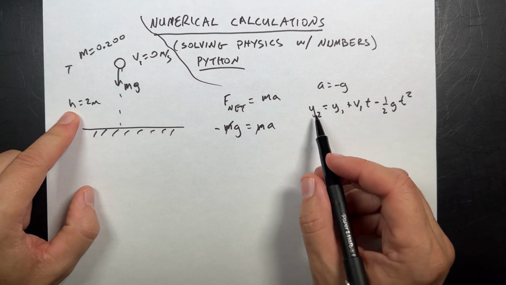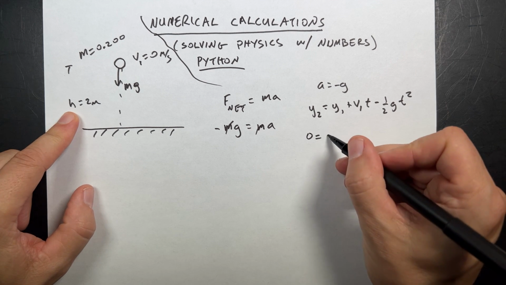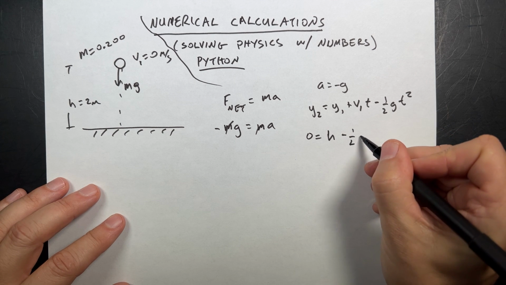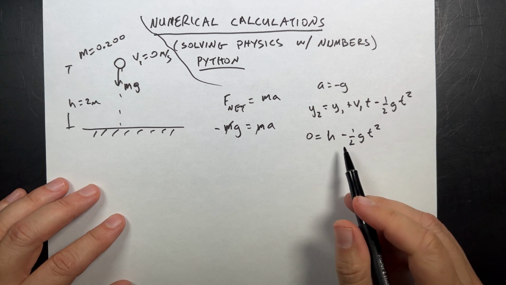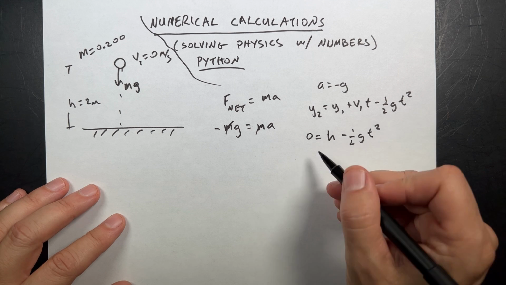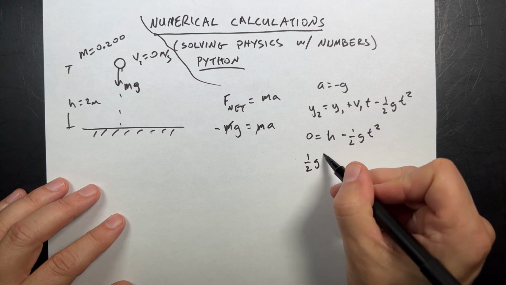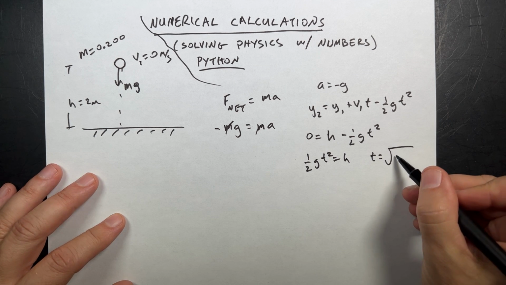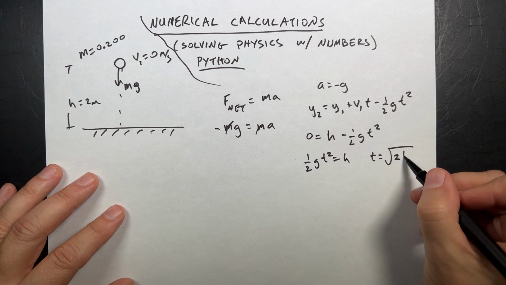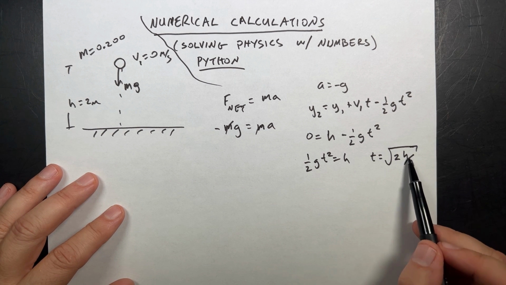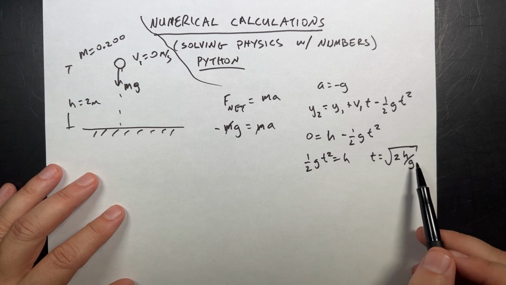I'd say y2 is 0, y1 is h, v1 is 0, so I have minus 1/2 g t squared. I can solve for the time fairly easily. Add that term to both sides: 1/2 g t squared equals h. t equals the square root of 2h over g. And that's going to be meters divided by meters per second squared, which does give me units of seconds.